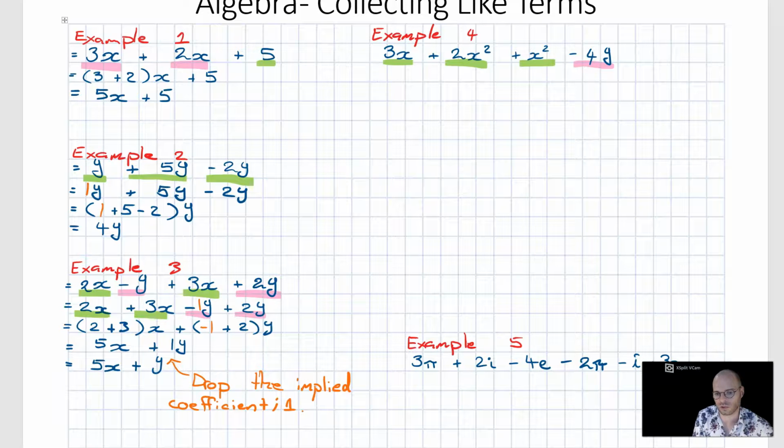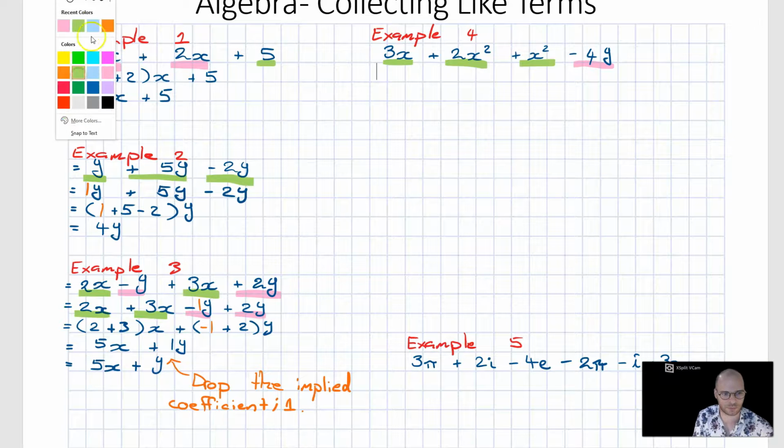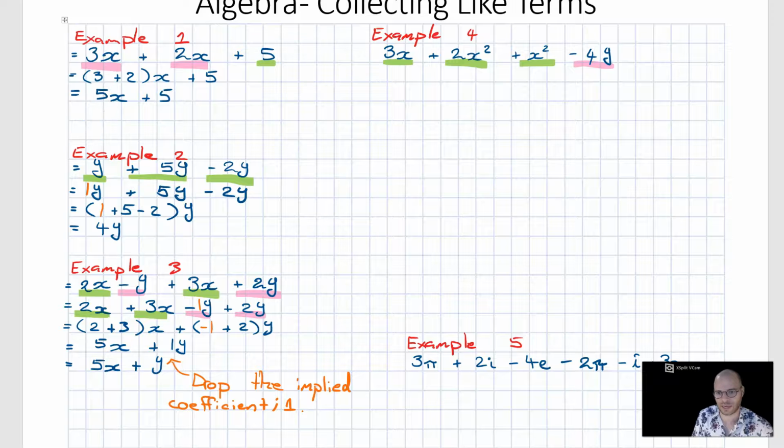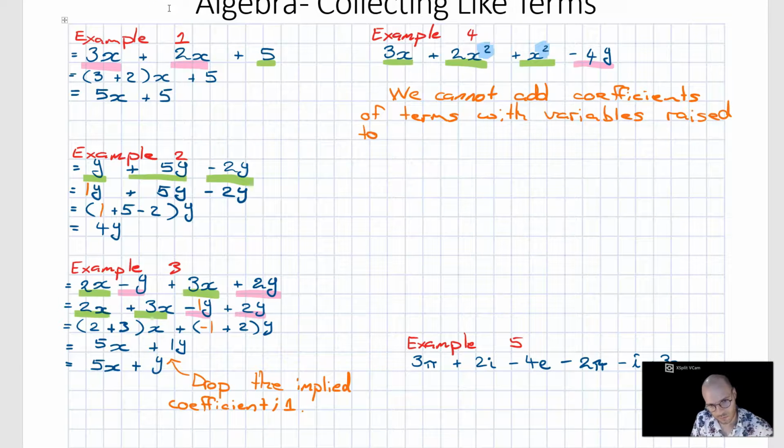Now, this looks all well and good, but it's actually not going to work. The reason being is because we have these powers. So we've got the power that is 2 here, but not the 2 here. What we're going to find is we can't mix terms involving variables that are different powers. So we cannot add coefficients of terms with variables raised to different powers. So what that means is this should not be green here or here, but rather we'll give it the color blue.